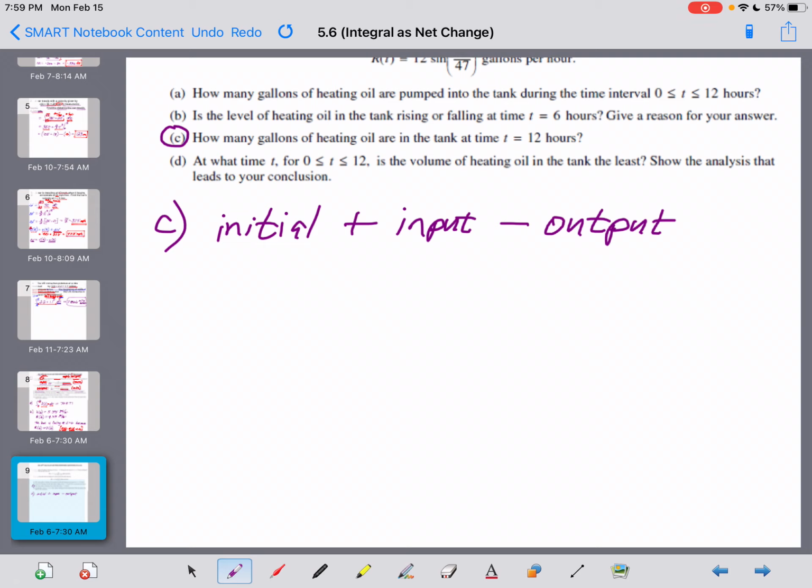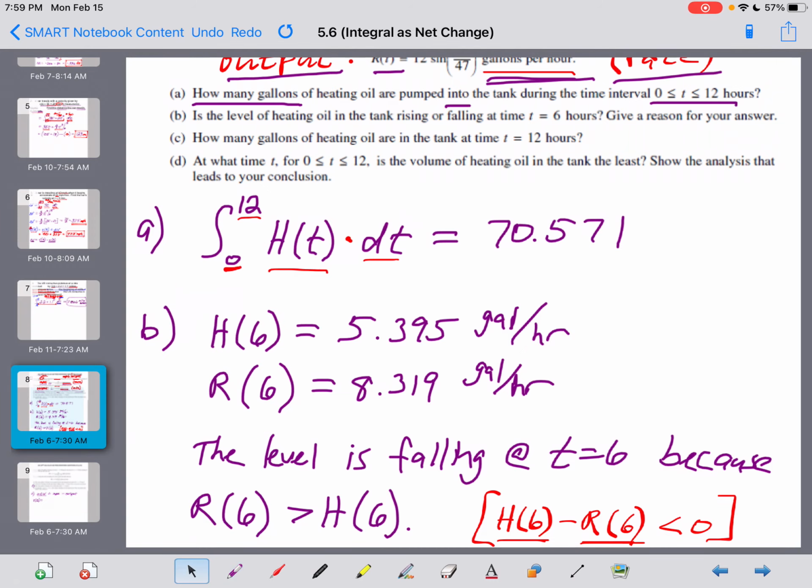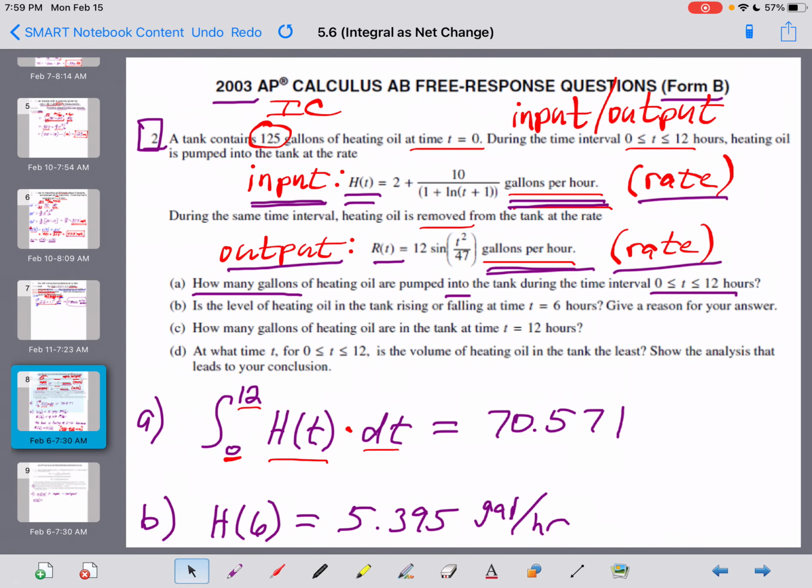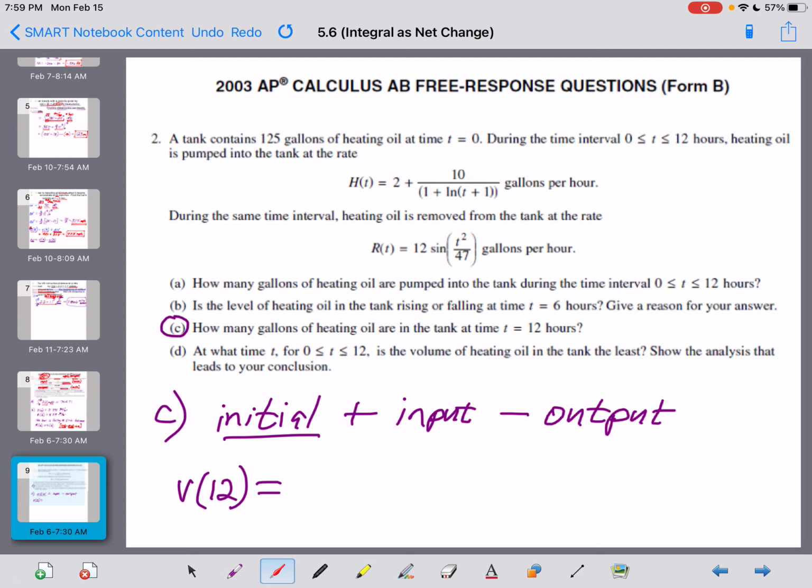Okay, so what I would probably do is make up something like V of 12, V being my volume function. And the initial amount that we started with, you guys saw me circle that a while ago, and I said I would talk about why. It's because that initial condition right there is really, really easy for people to forget about and ignore. But it always comes into play on this type of question right here. So 125 gallons, that's our initial amount.